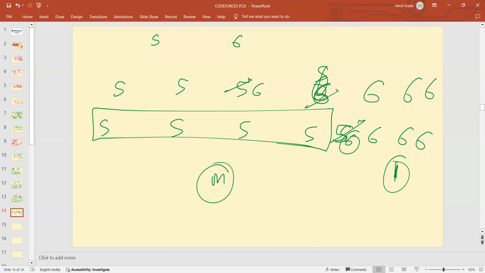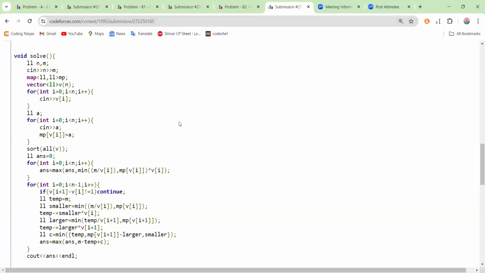Let me turn you to the code so that things get pretty clear. So taking the inputs of n and m, constructing a map, because for each type of flower I am just storing what the quantity is in my map. First of all, taking the inputs for the number of petals in each flower, and then taking the input of the quantity of such flowers. So taking in A, and in mp of v of i I am storing A, that is for the flower containing vi petals. This is the quantity.